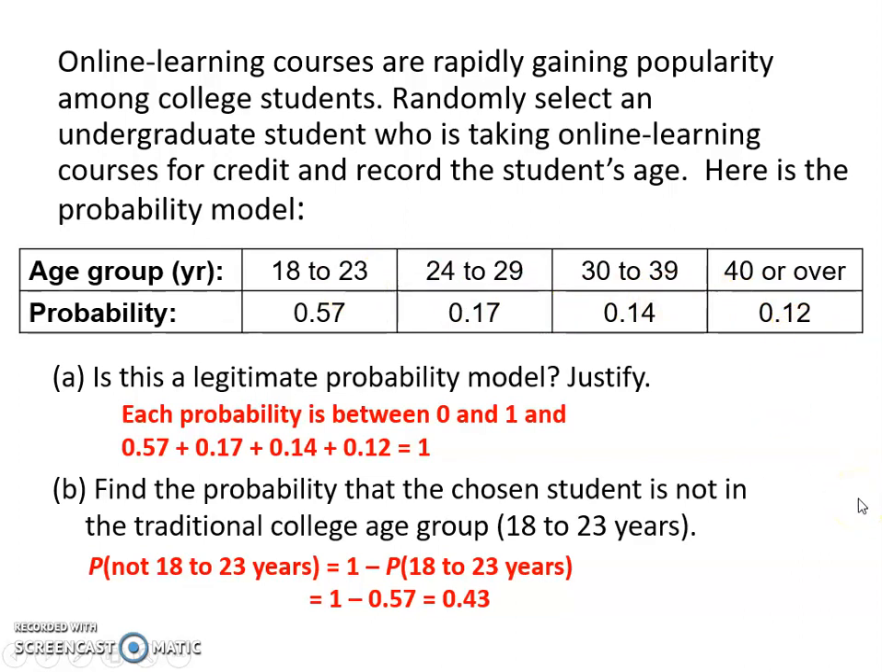Now, find the probability that they're not in the traditional age group. This is that idea of a complement, y'all. We just have to subtract 1 minus the probability that it is in that age group, and I get 0.43. Now, I could have just simply added 0.17 to 0.14 to 0.12, but this one's a little bit quicker as far as the calculations are concerned.